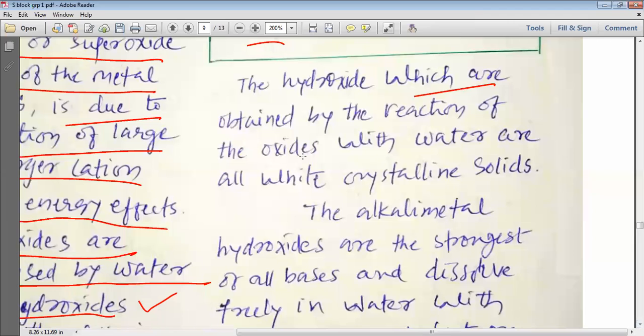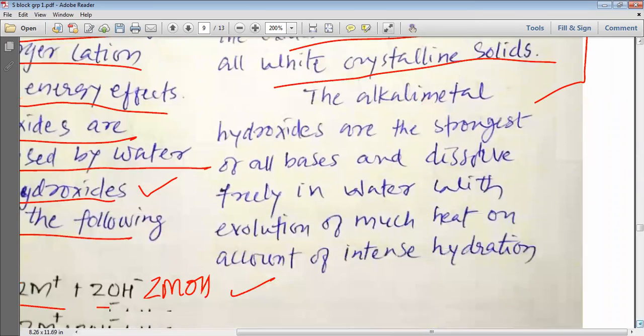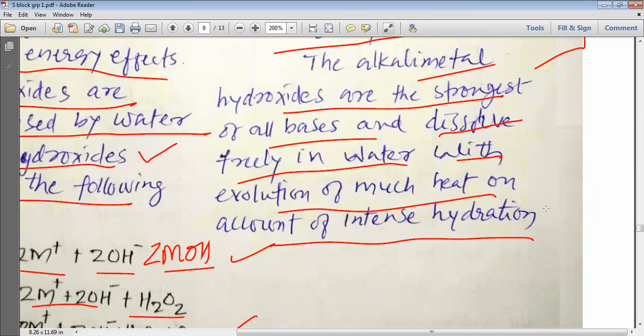The hydroxides obtained by the reaction of the oxide with water are white crystalline solids. So all the hydroxides, be it lithium, sodium, potassium, rubidium, cesium or francium hydroxide, are solid crystals. They are water soluble and have white color. Please remember, the alkali metal hydroxides are the strongest of all bases. So alkali metal hydroxides are the strongest bases among all the bases available, and they dissolve freely in water with evolution of much heat on account of the intense hydration.